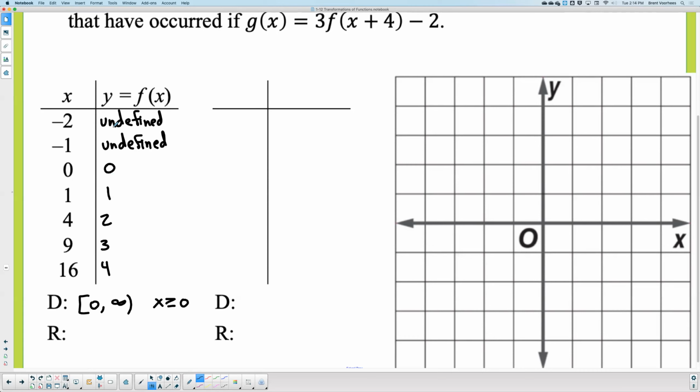And now let's take a look at the range. What was the smallest value of the range? 0. And how large will our range get? Infinity. It'll continue to rise. You could say y is greater than or equal to 0. Okay, so this is going to be the table for f. If we wanted to plot this, go to 0, 0, 1, 1, 4, 2, and now we'll be off the graph. There's your graph of f.